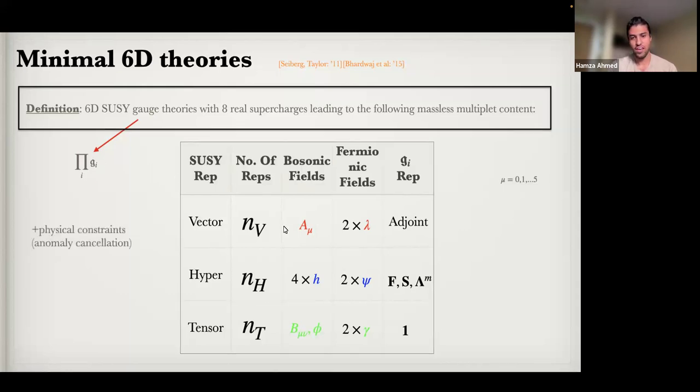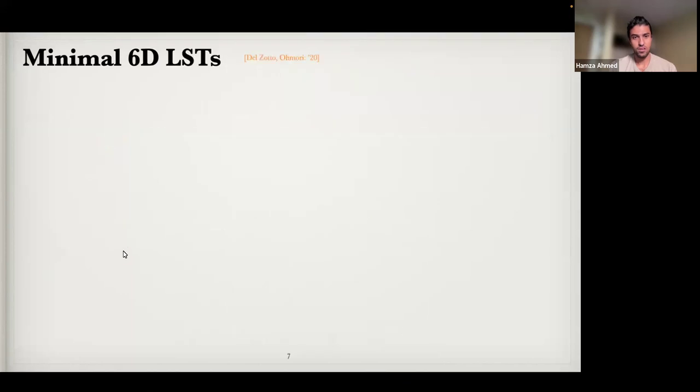And in particular, you can't just pick any values of the matter or the gauge algebras or the number of multiplets. These are constrained by some physical restrictions, which are given by anomaly cancellation on the physics side. And in particular, what we're considering are minimal 6D LSTs, so LSTs with 8 supercharges.